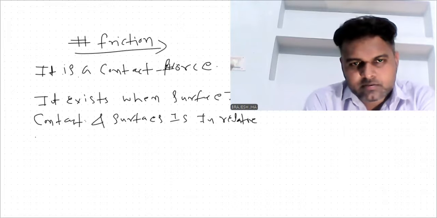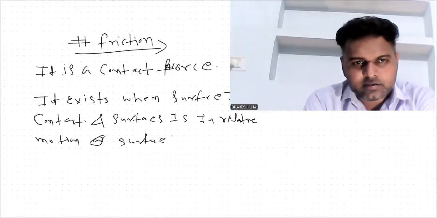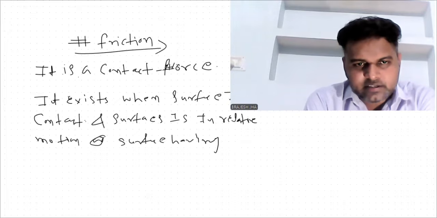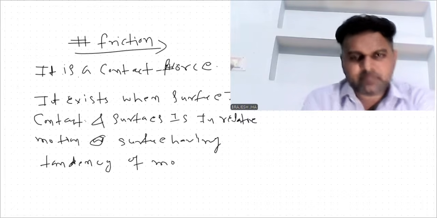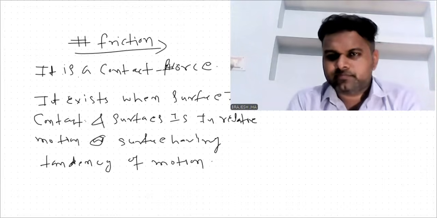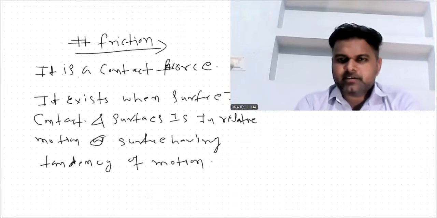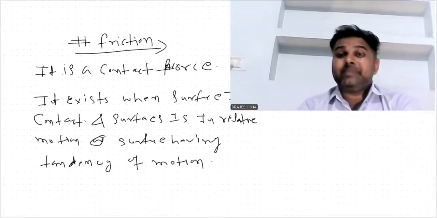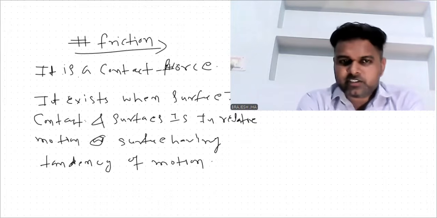or surfaces having tendency of motion. What is the meaning of tendency of motion? Very simple. Body will not move, surface will not move, but it has tendency of motion. It may move. Okay, so this is the definition.